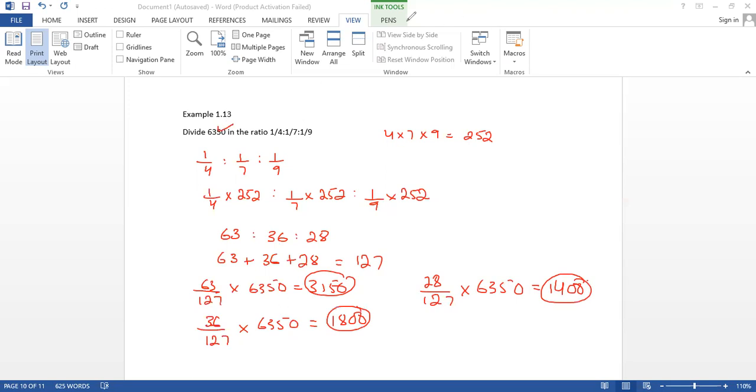Now I have gathered some MCQs that have come in past papers. So let's see how proportion has been asked in the previous exam papers.